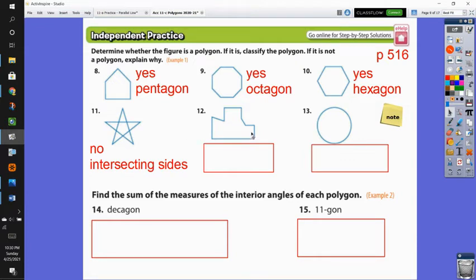Number 12, this is kind of a strange looking shape. Is it a polygon? Yes, it is. How many sides does it have? 9 sides, making it a nonagon.